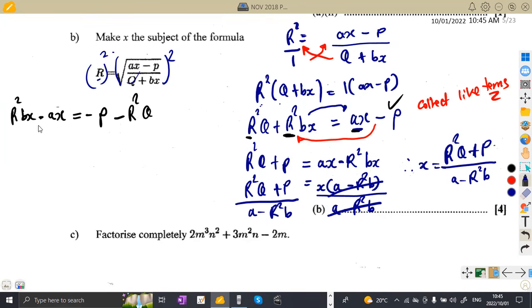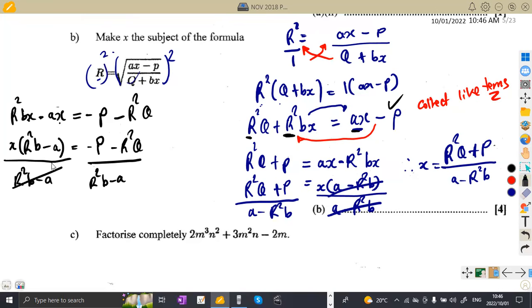So like I said, it depends. If it was this way on the other side, you're going to do the same here. X is common, so you're supposed to factor out x, then you remain with r squared b minus a, which is equal to minus p minus r squared q. Then we divide by r squared b minus a, so this can actually cancel. So therefore your x was going to be the whole of this part that you see here. So these two are actually the same. It's just the presentation, but they mean one and the same thing. So don't panic or be confused about that one.